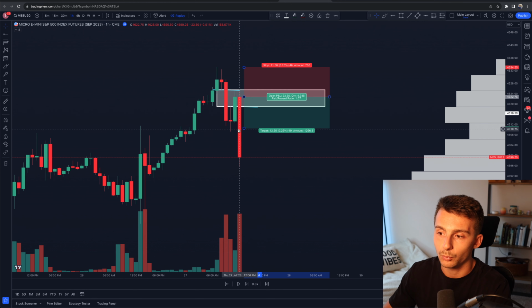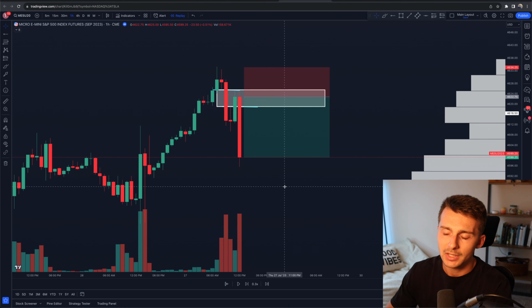A 1-to-1 risk reward ratio is right here. A 2-to-1 means I have to get movement to here, which we ended up getting. I think a 2-to-1 is pretty good. 1.5 to 1 is pretty good when it comes to futures.